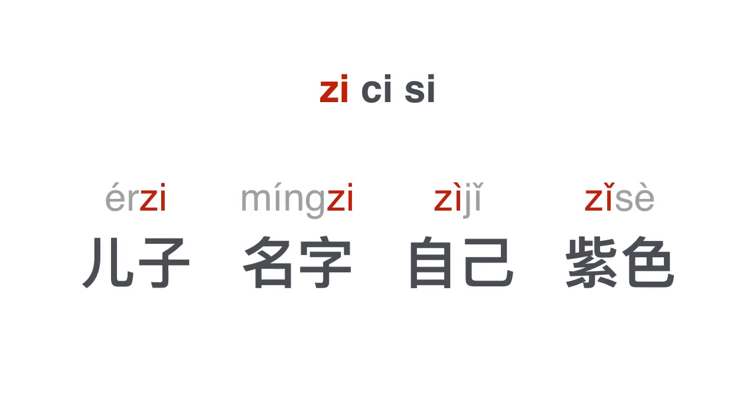Here's some examples. The word for son is 儿子. The word for name is 名字. The word for self is 自己. And the word for purple is 紫色.